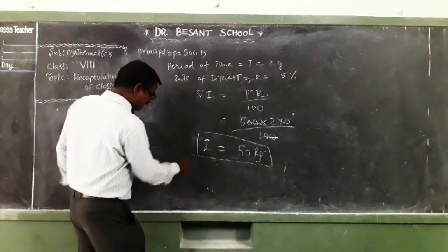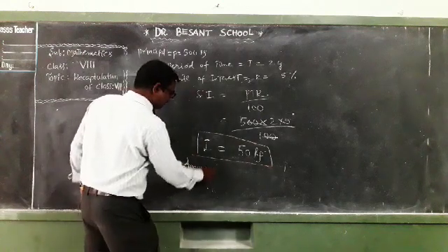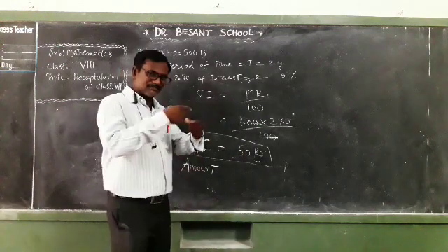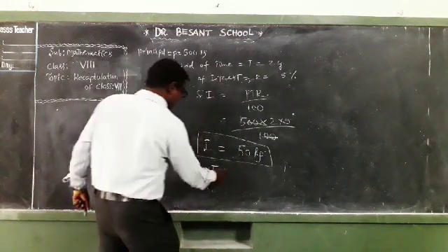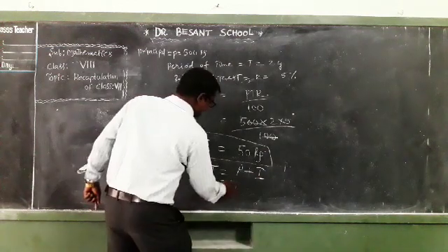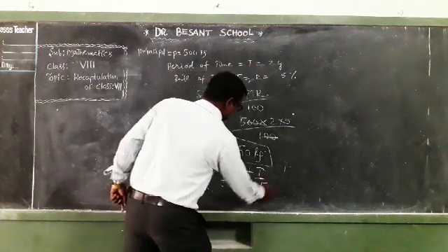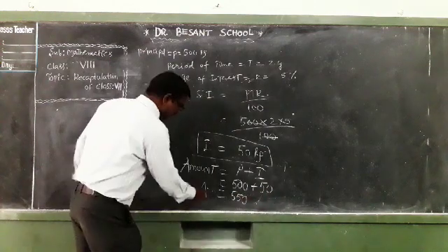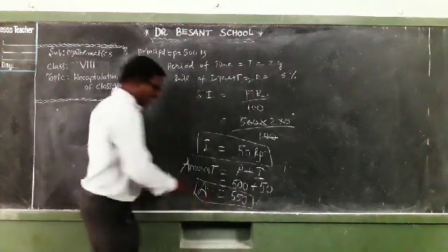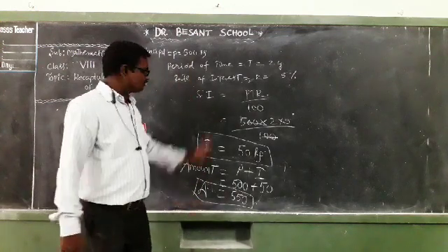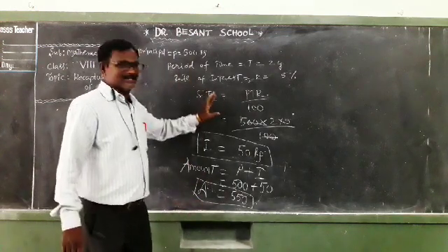So total amount, how much do I have to pay to clear my debt? Total amount after 2 years, how much do I need to pay to clear my debt? Amount is equal to principal plus interest. Principal means what I borrowed, 500, plus 50 rupees extra, that becomes 550 rupees. So totally 550 rupees I have to pay him to clear my debt. This is the information regarding simple interest.